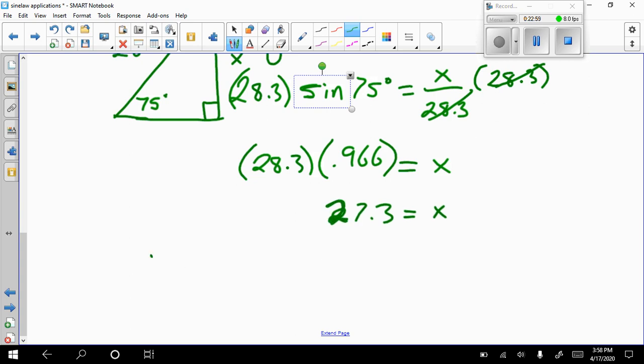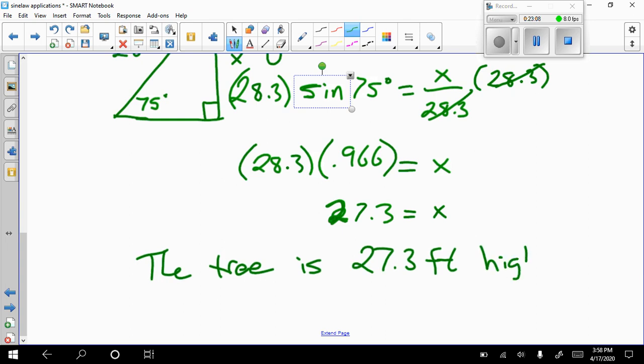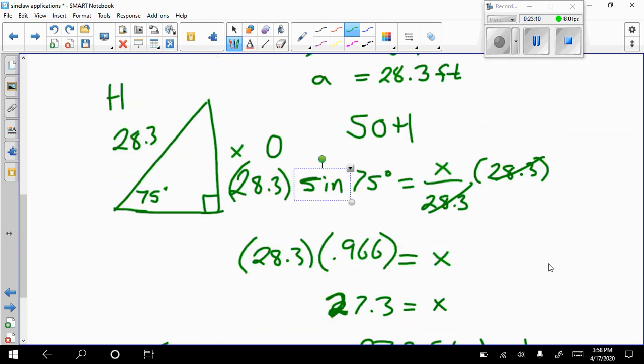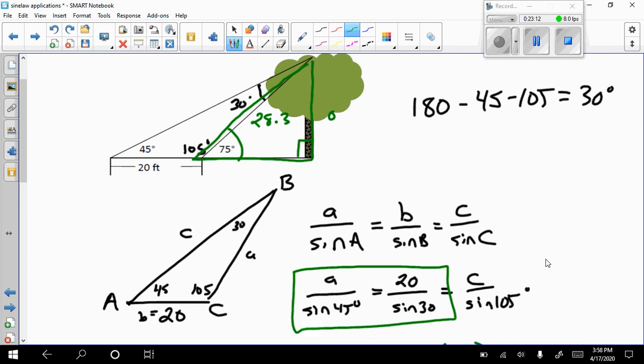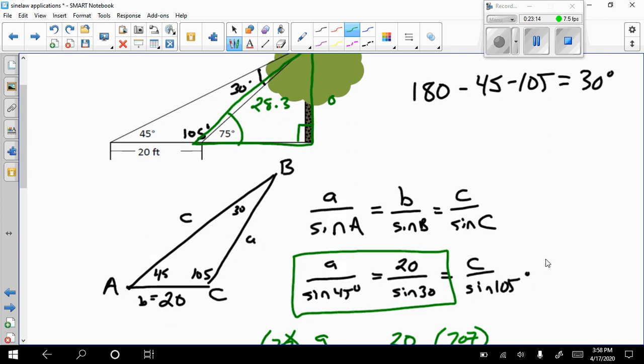27.3. So the tree is 27.3 feet high. Okay, so that's a two-step problem where you first had to use sine law to get something in that right-angled triangle. Once we hit the 28.3, we used SOHCAHTOA and got the height of the tree. So that's one of the harder problems that you would have to do.